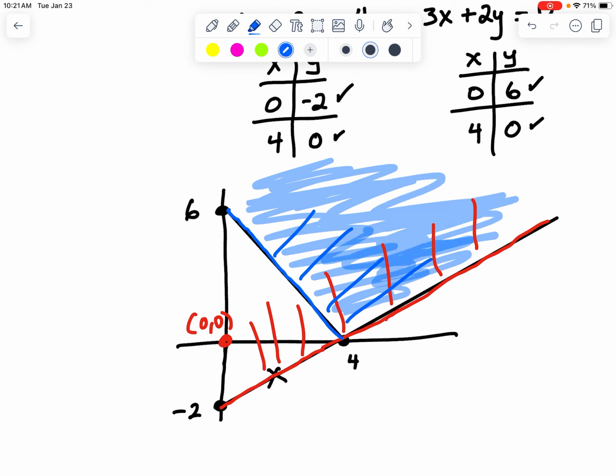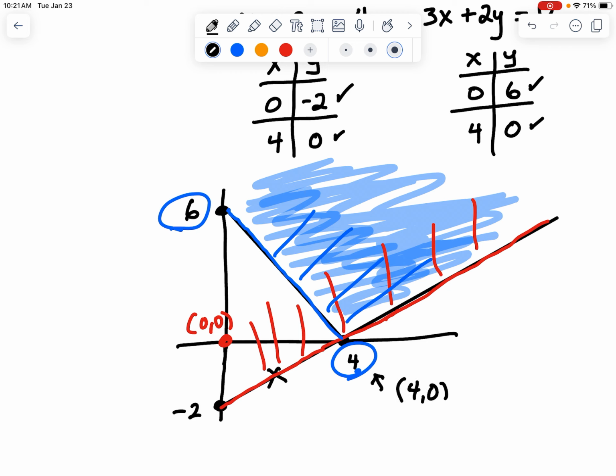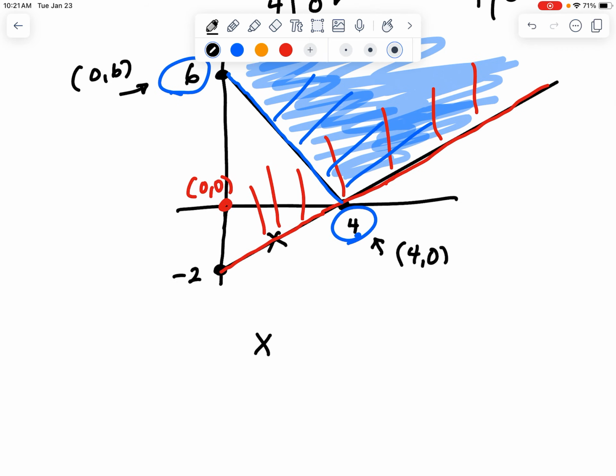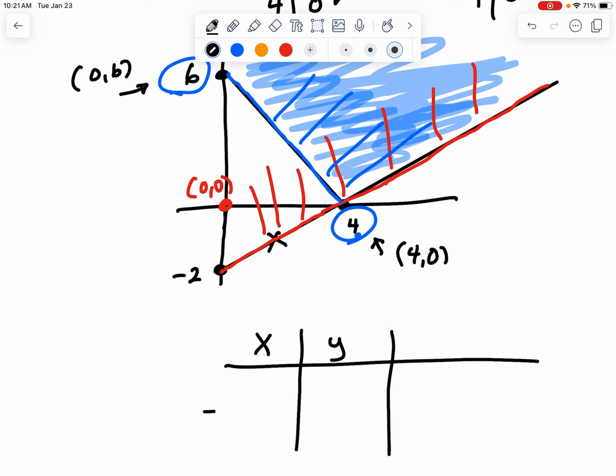And then with all of that area there, there's only 2 points to test. There's this one and this one. So this point right here is actually 4, 0. And this point right here is 0, 6. So we just need to test those 2 points. So if I have a little table with x and y, then the only points I need to test are when x is 4 and y is 0, and then when x is 0 and y is 6.